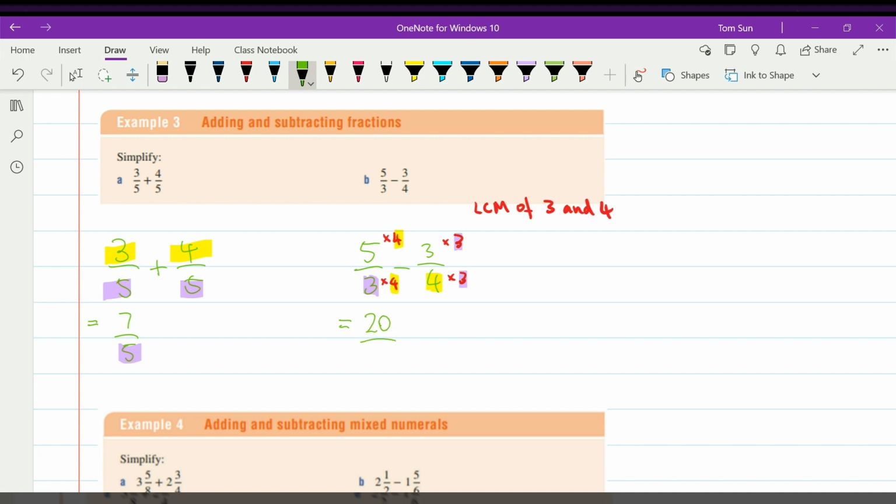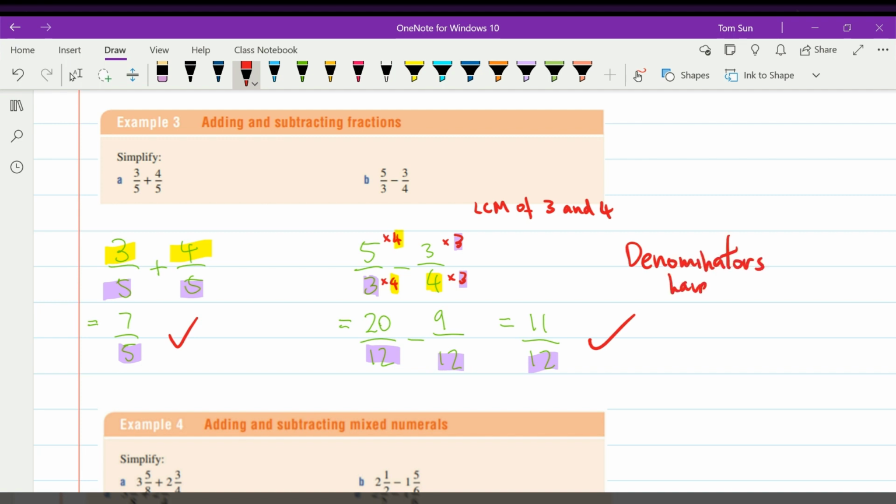Becomes 20 over 12 minus 9, because 3 times 3 is 9, 4 times 3 is 12, and look at the denominators. Nice and clean and same. 20 minus 9 is just 11 over 12. Notice how the denominators stay the same. Okay, that's how you do addition and subtraction of fractions. Very straightforward. Denominators have to be the same. I'll say it again. Denominators, if you have written this down already, have to be the same.